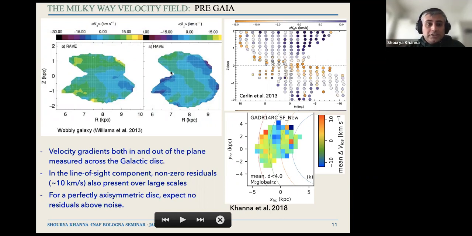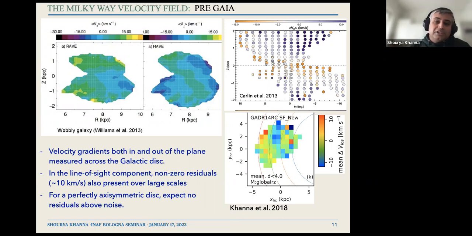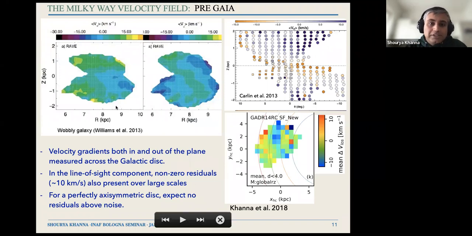Also, we find not just the gradients, but we also find wave-like structures. So you find stars going up in one part of the, let's say, the interior, and going down in the outer disk. So we have this bending. We have bending modes in some cases. We have breathing modes in other cases. So there's a lot of, if you like, perturbation effects that were already noticed in the past decade or so.